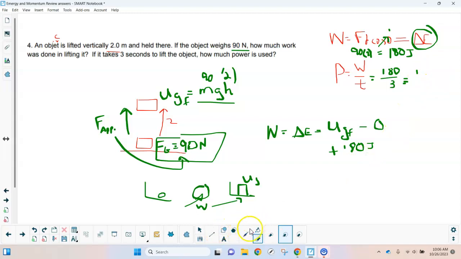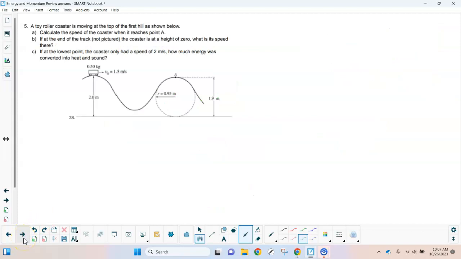So it would be 60. So 180 divided by 3. Really slowed down here. My computer's, I think, dying. So 60, and it's power, so it's watts, like light bulbs. You could write capital W, that's the same thing, but watts is the official unit. Okay, a couple more. Hopefully my computer holds out.